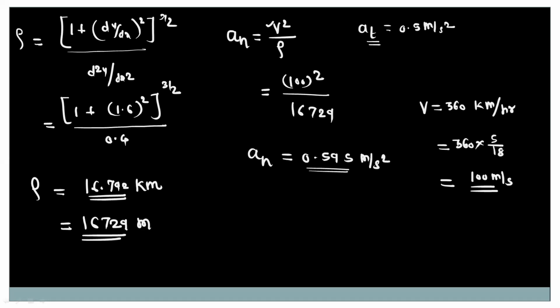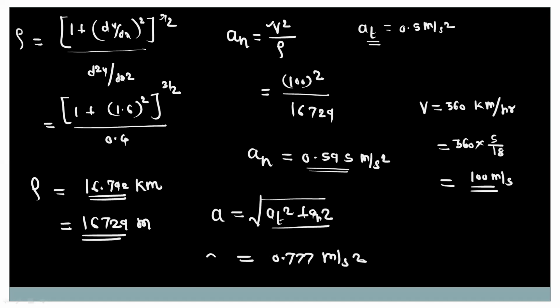Okay. And now find out the total acceleration. A is equal to the square root of AT square plus An square. So this value is 0.777 meter per second square. So this is the net acceleration at the point P. Okay, so this is the answer for the first question. We have to find out the total acceleration. Now refer the second question.